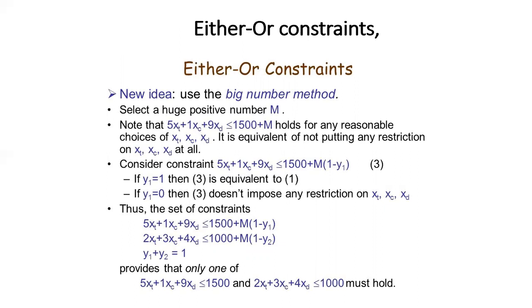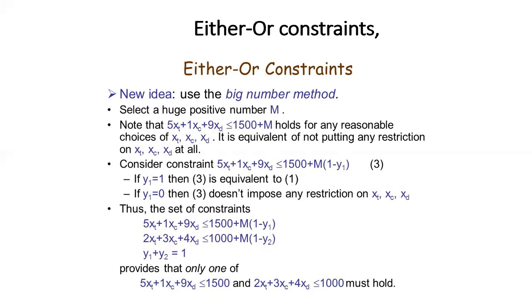So if we see the either-or constraints relating to advanced programming, this is a new idea. We use the big number method. We select a huge positive number M, and we add it to the constraints, and we see whether it holds for any reasonable choice of xt, xc, or xd of the variables that are defined already, or we check that it is equivalent to not putting any restrictions on the variables.